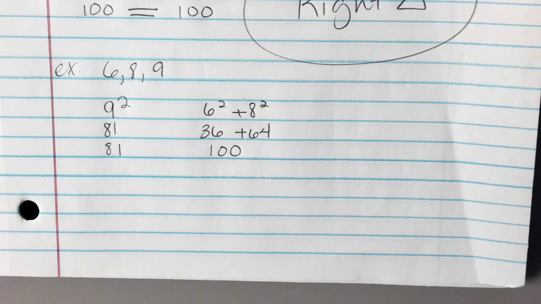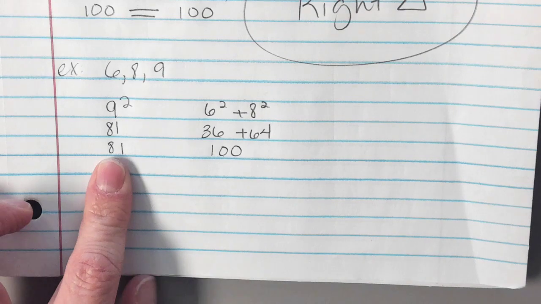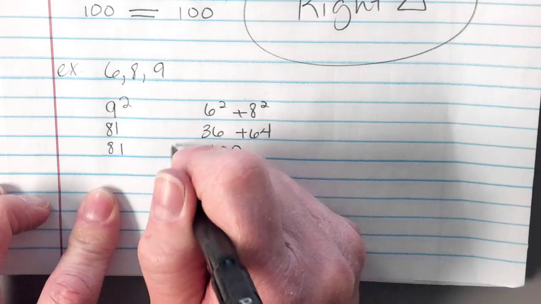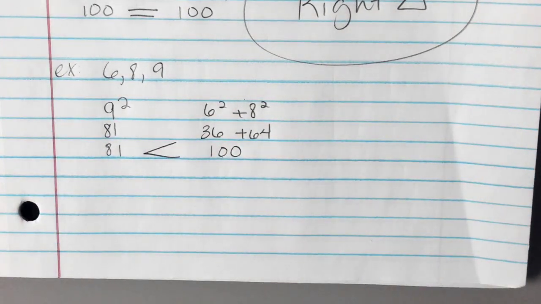9 squared is 81. 6 squared, 36. 8 squared, 64. 36 plus 64 is 100. I think we can agree 81 is not the same as 100. So I can't slap an equal sign here. 81 is less than 100. So I need to put a less than symbol right there.